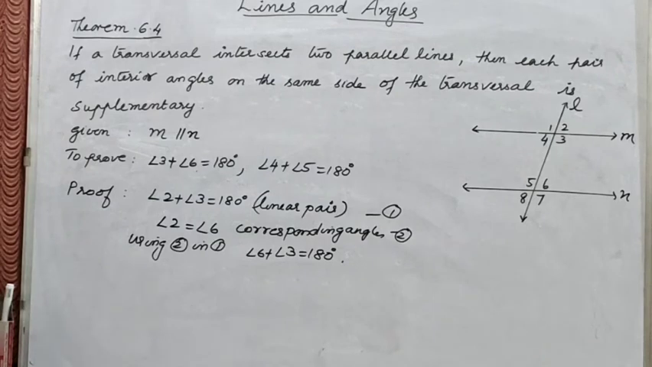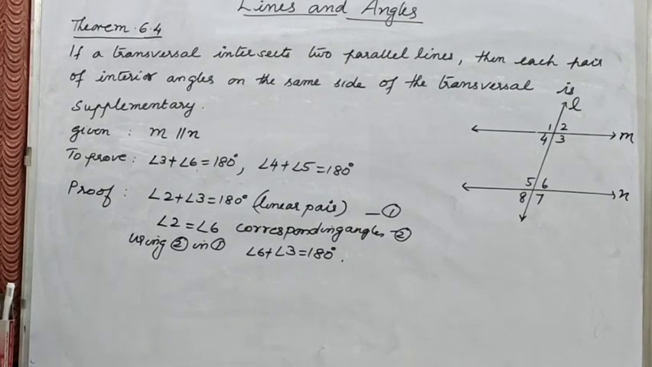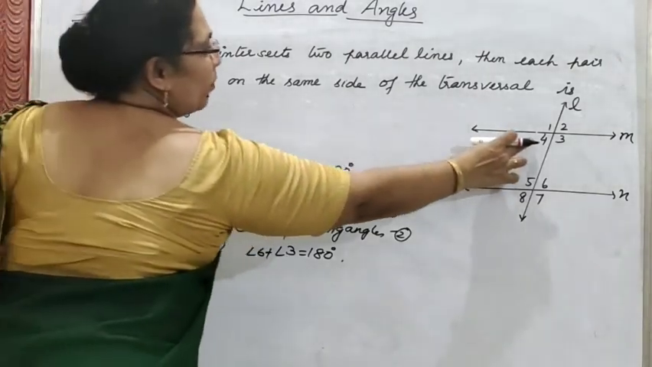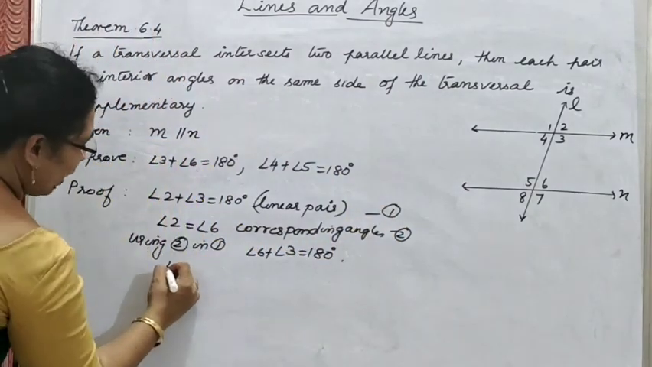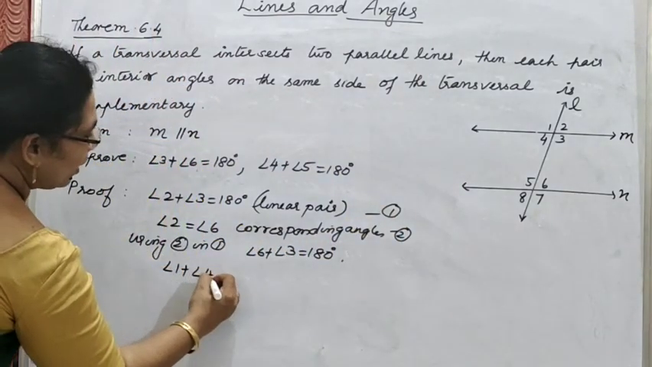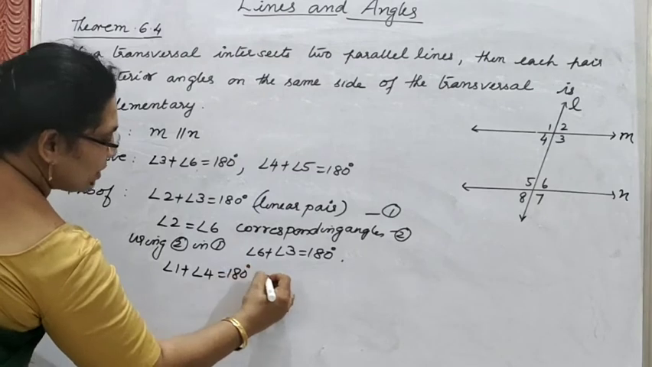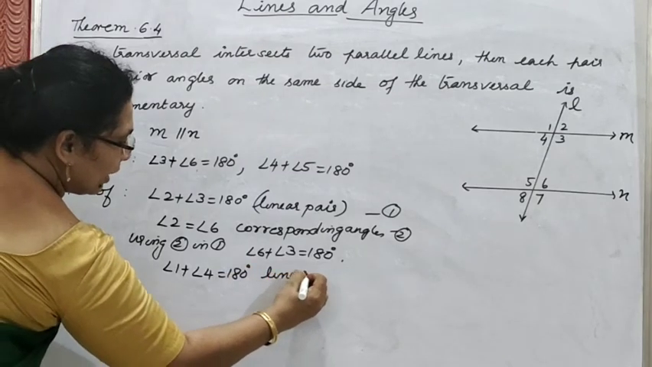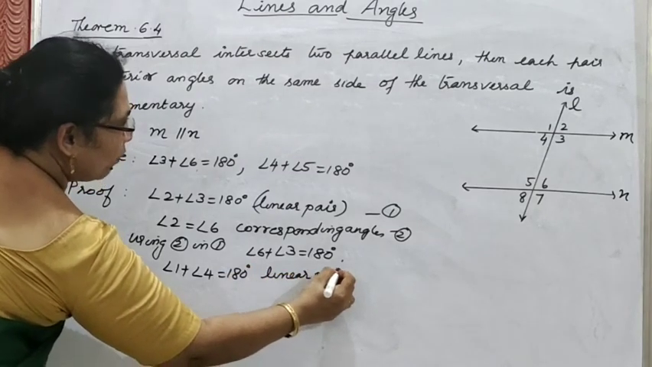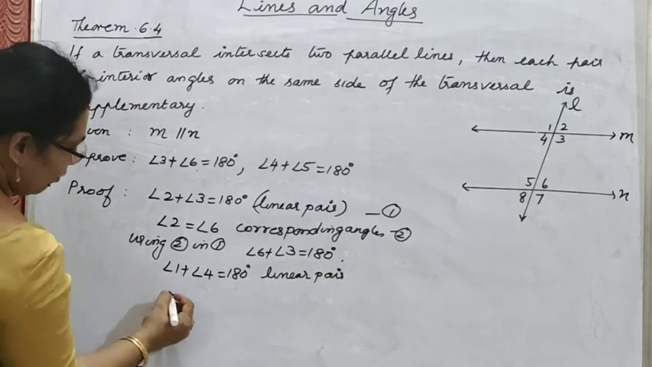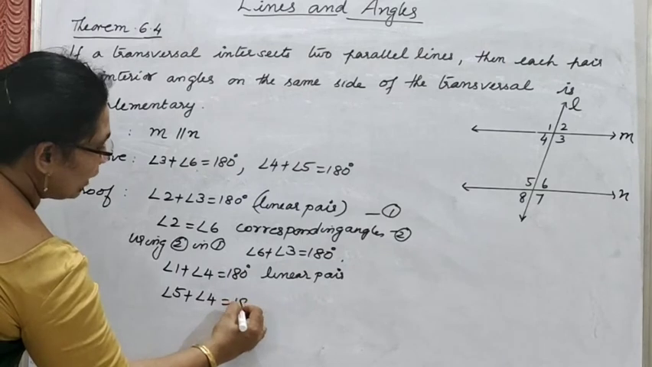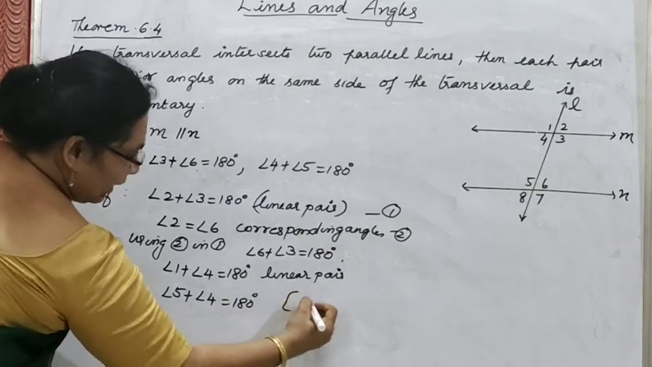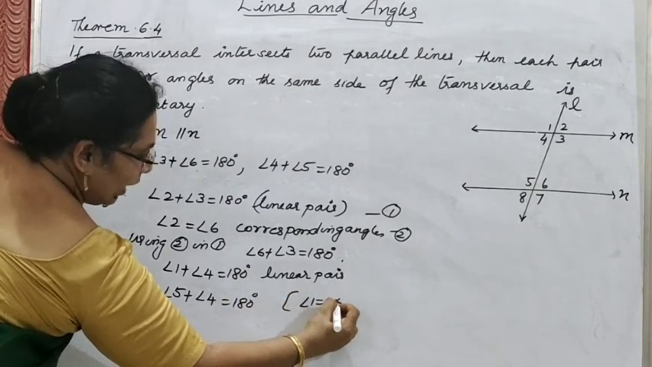We proved the first part. Now similarly 4 plus 5 equal to 180 degree. So what should we start with? Angle 4 plus 5 we should get. So 4 plus 1 I am starting. Angle 1 plus angle 4 equal to 180 degree. Same reason. What is the reason? Linear pair. But 1 is equal to which angle? Angle 5. So angle 5 plus angle 4 equal to 180 degree. Here I'll write the reason: angle 1 equal to angle 5.